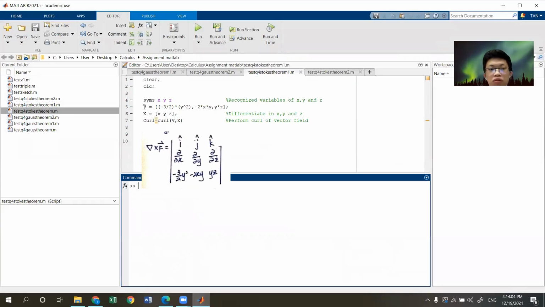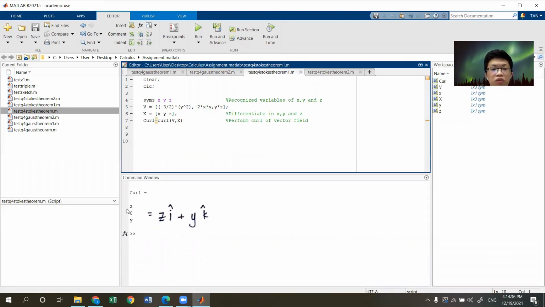V is the vector field, vector F: negative 3 over 2 multiplied with y squared is the i, negative 2xy is the j, and y multiplied with z is the k. So we differentiate with respect to x, y, and z. Next, curl is the function to perform the curl of the vector field.